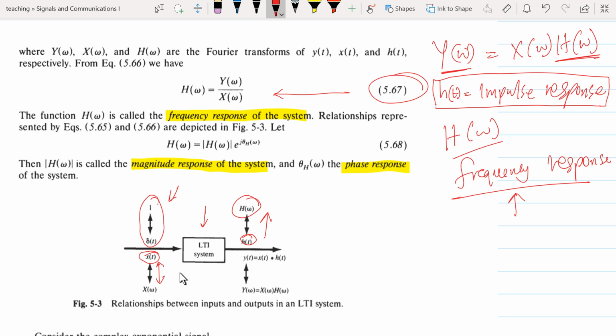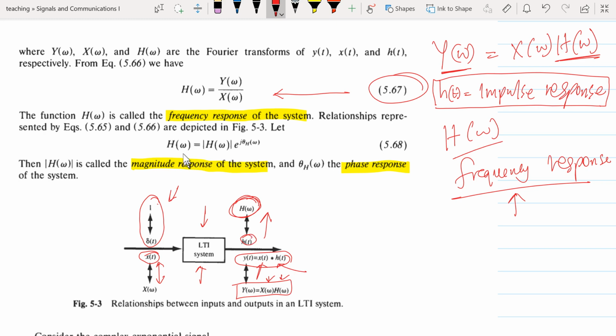And therefore, if you take it through the same system that is defined by h of omega, then you are going to get the output y of omega that is simply a multiplication of the input and the frequency response of the system. But remember that in the time domain, the output would be given by a convolution of the two signals, the input and the impulse response h of t.